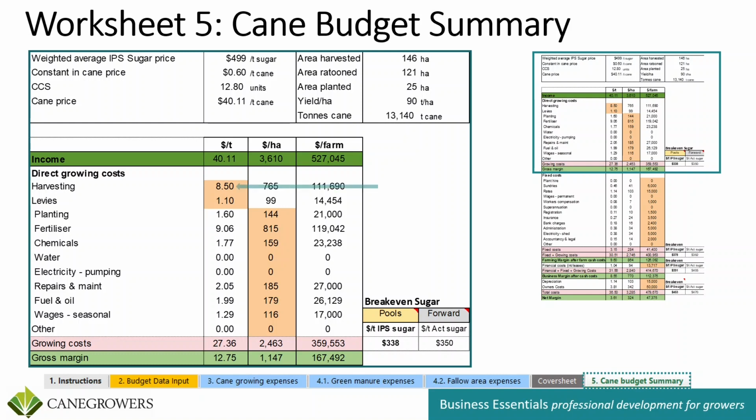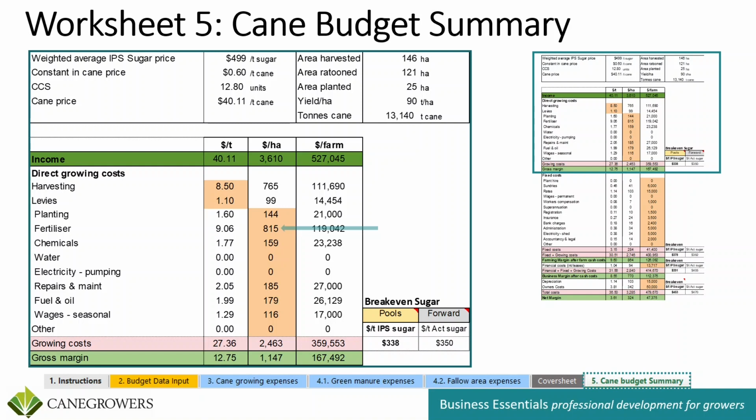For example, harvesting costs and levies are typically charged on a dollar per ton basis. Hence, if the tonnage changes, such as yield up or down, or an increase in area harvested, then the total cost will vary. Other costs are typically varying on a cost per hectare basis. As more or less area is operated, the total costs will rise or fall by the per hectare rate. Fertilizer is a good example. As more area is returned and planted, the amount and therefore the total cost of fertilizer increases.